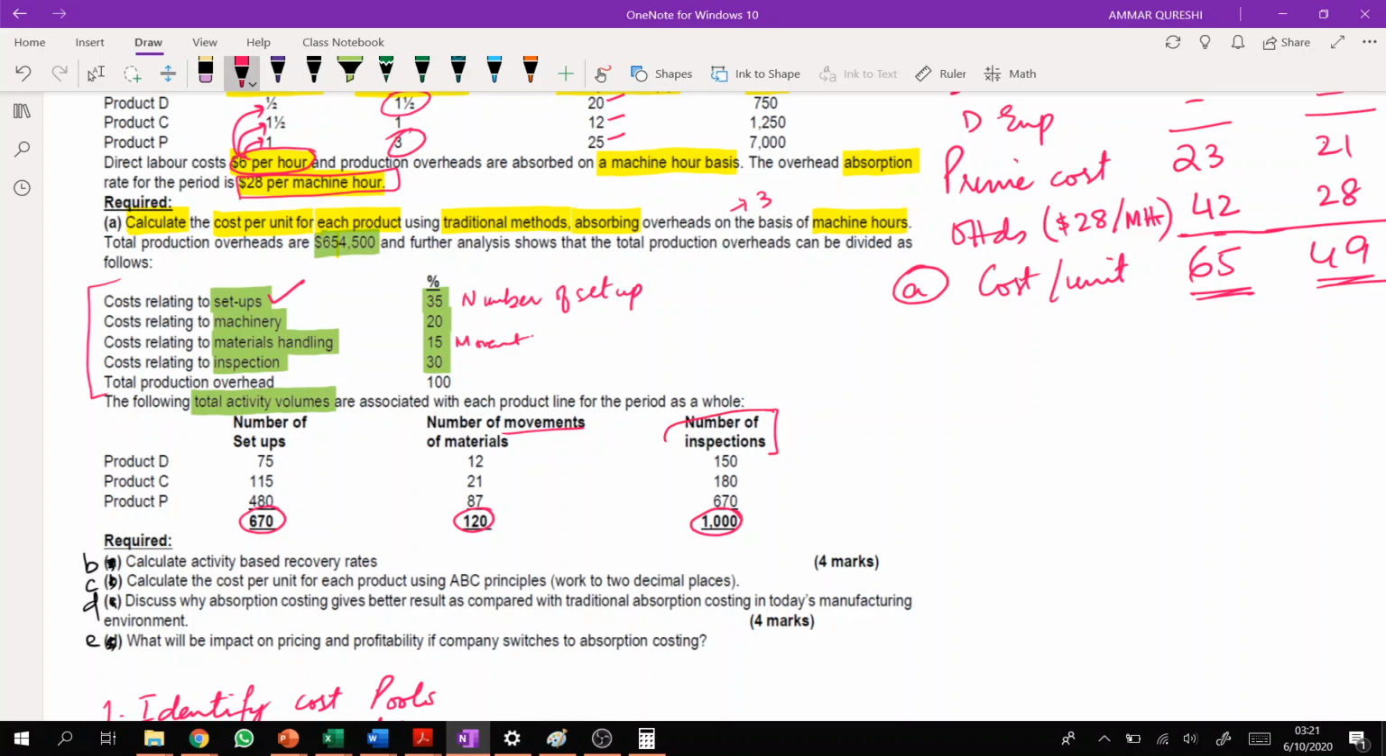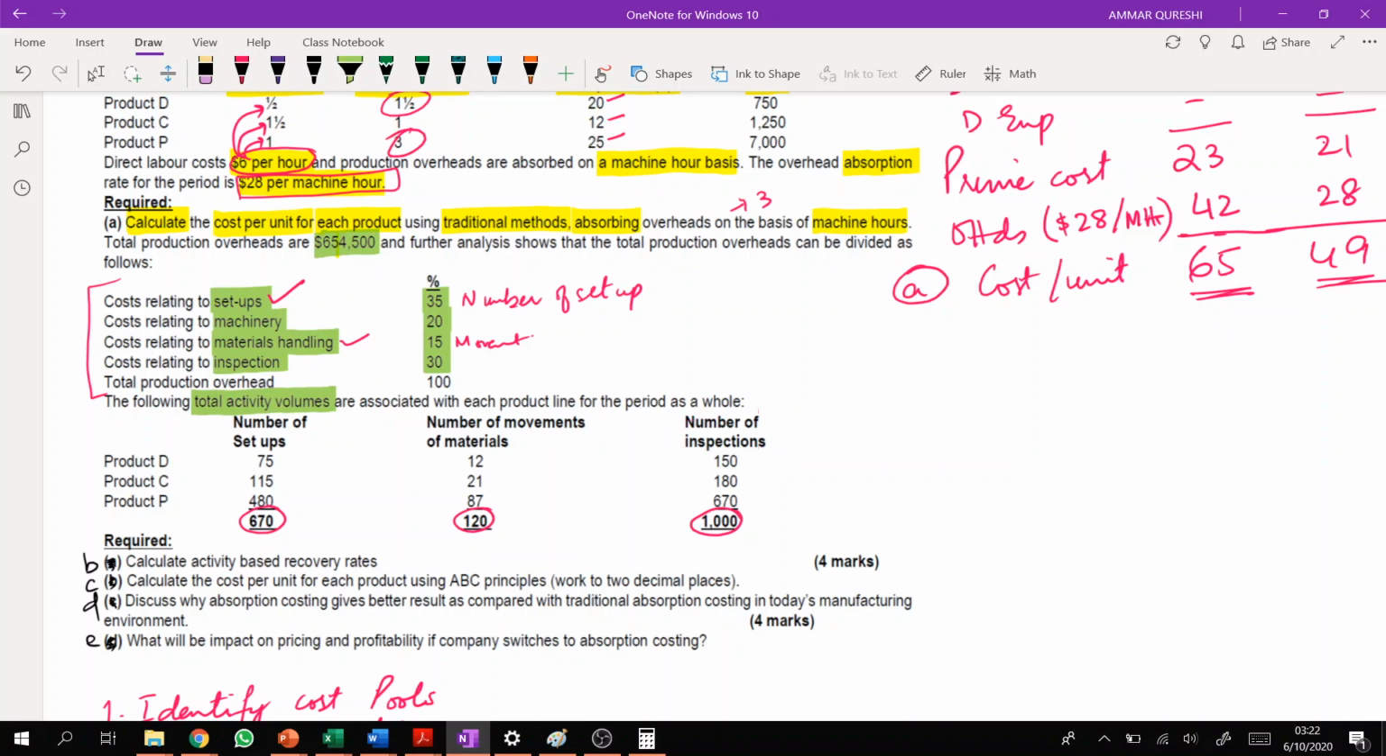Then it's number of inspections. Now number of inspections can be used where? We are left with machinery and inspection. So inspection related cost can be distributed on the basis of number of inspections. The only thing which is left here is the machine related cost.